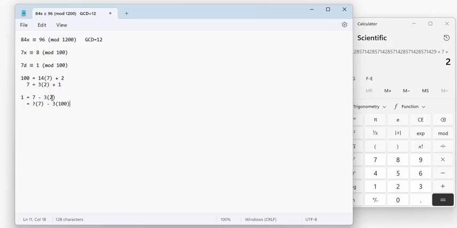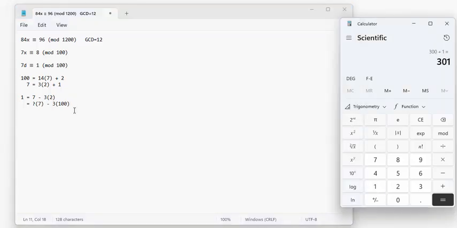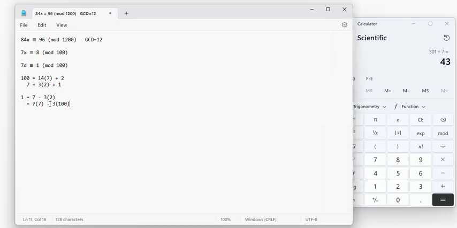Remember, 2 is replaced by 100 in this equation. It is written as a regular equation, but this is modular, meaning 100 is congruent to 2. 2 can be replaced with 100 in mod 7. So 300, of course, plus 1, and then divide by 7, we get 43. So the equation still holds: 1 is equal to 43 multiplied by 7 minus 3 multiplied by 100.